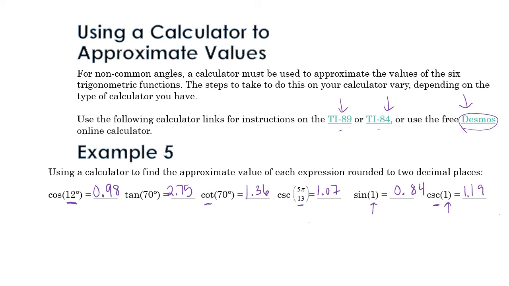So just remember when you're putting this in, this would be like 1 divided by the tangent of 70 degrees. And you'll get that answer. And again, here, this would be 1 divided by the sine of 1, and you'll get that answer.